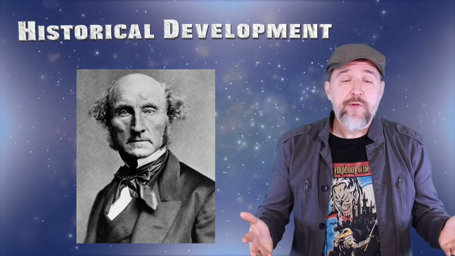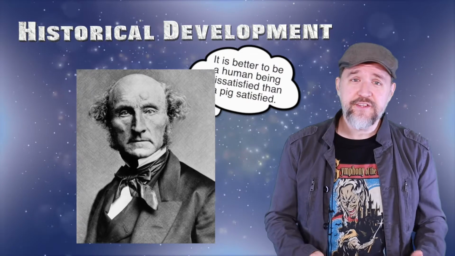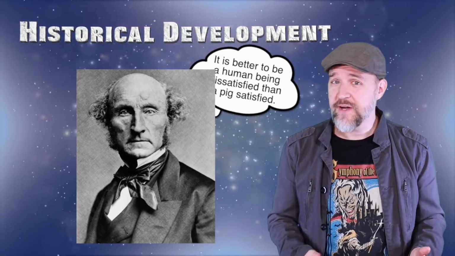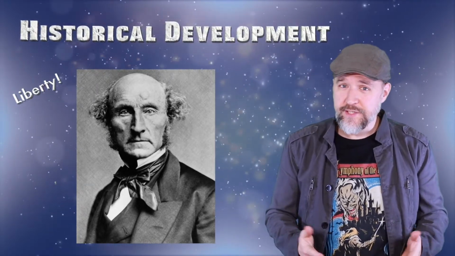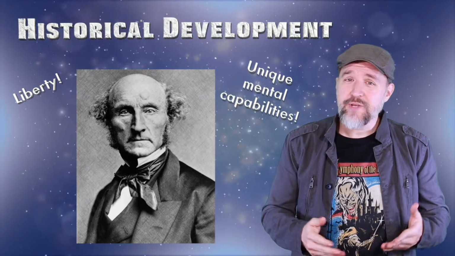Now, of course, like other animals, humans can experience pleasure and pain, and Mill is adamant that maximizing pleasure and minimizing pain is important. But consider this quote from Mill: "It is better to be a human being dissatisfied than a pig satisfied." Why does Mill say this? It's because in his view, human beings have unique attributes that make them capable of experiencing unique kinds of pleasure and pain. For example, Mill maintains that humans have liberty, the ability to act freely. He also maintains that humans have unique mental capabilities.